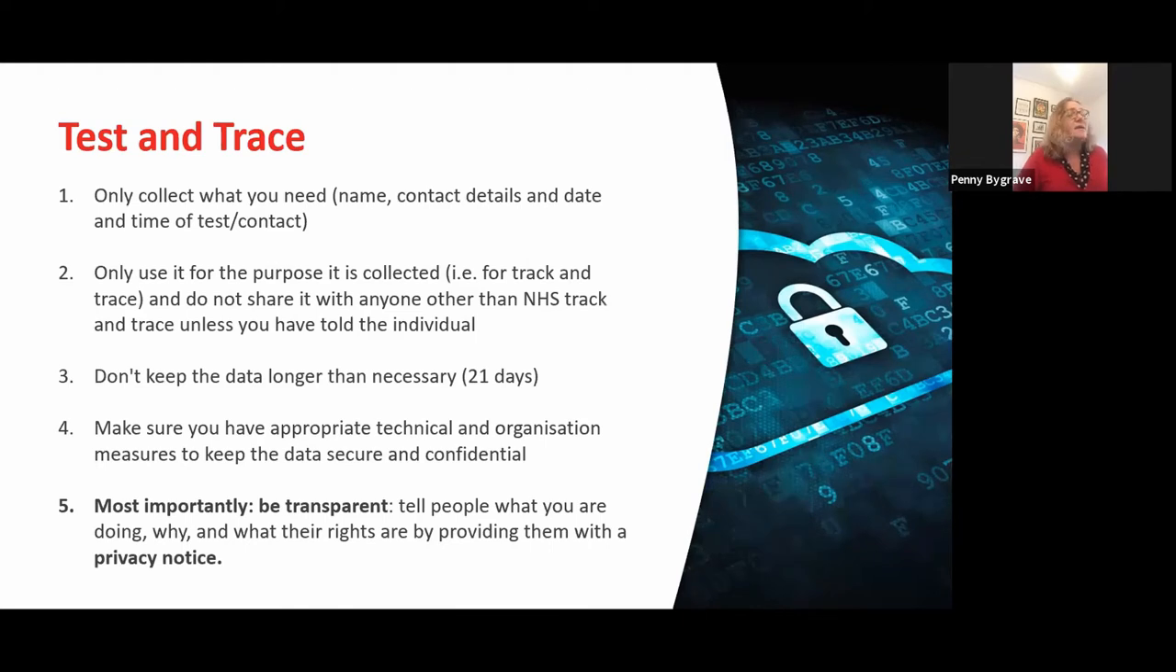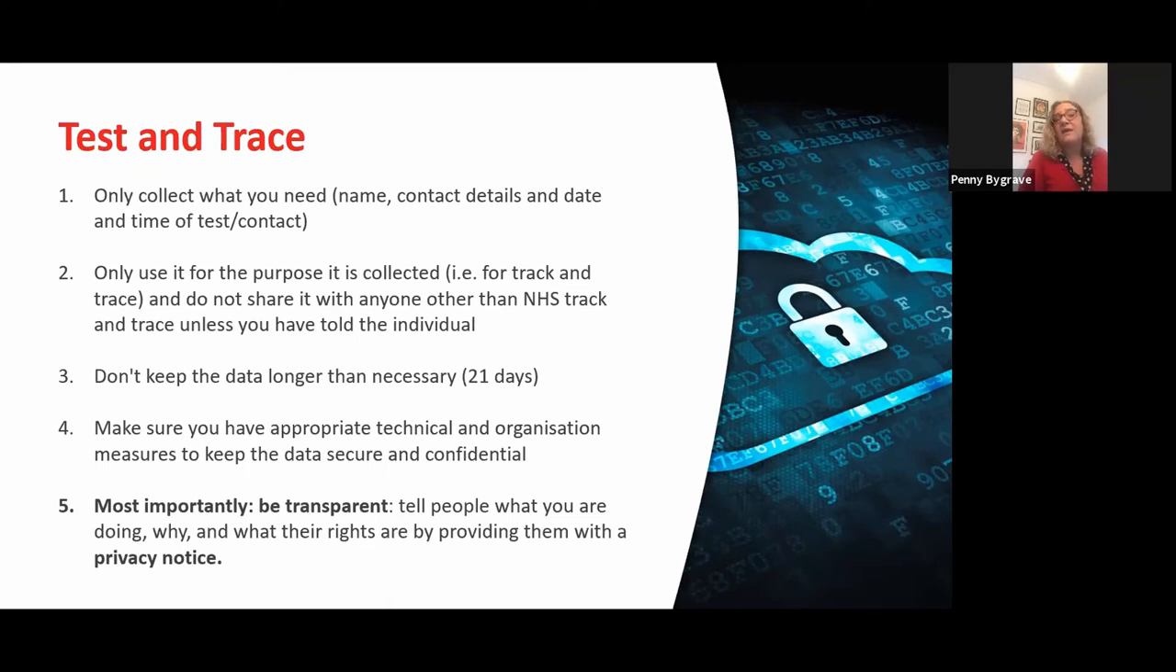So in summary, I would say that this will come out when you do your data protection impact assessment. But first of all, you only collect what you need. So in terms of tracing, you need the name, contact details, date and time, where the person's been. For testing, you would need the date and time that the test was taken. Only use the information for the purpose it was collected.